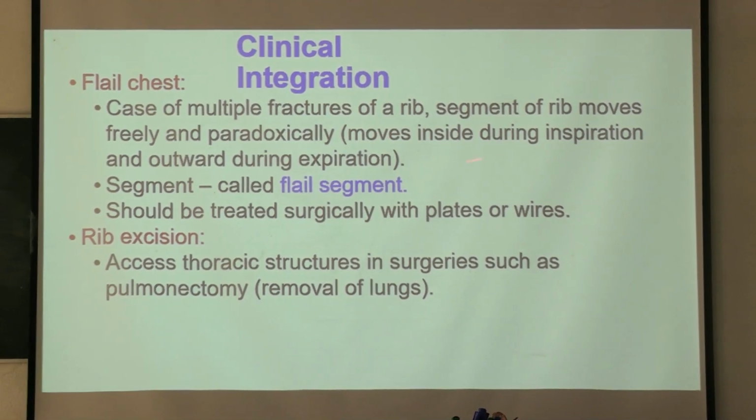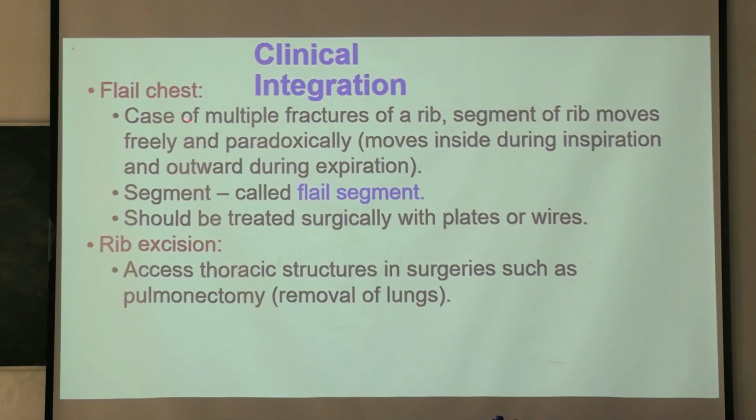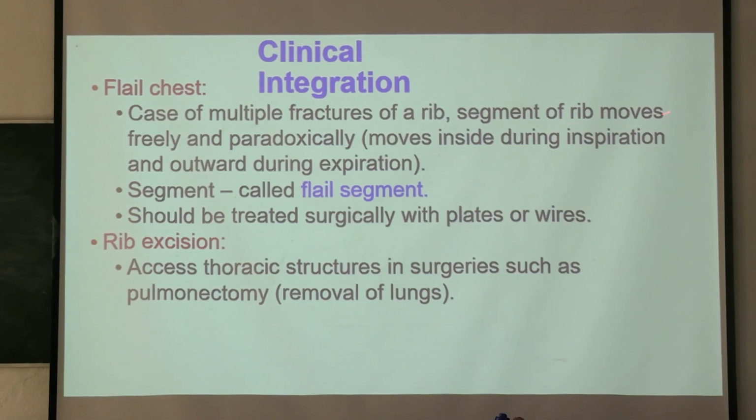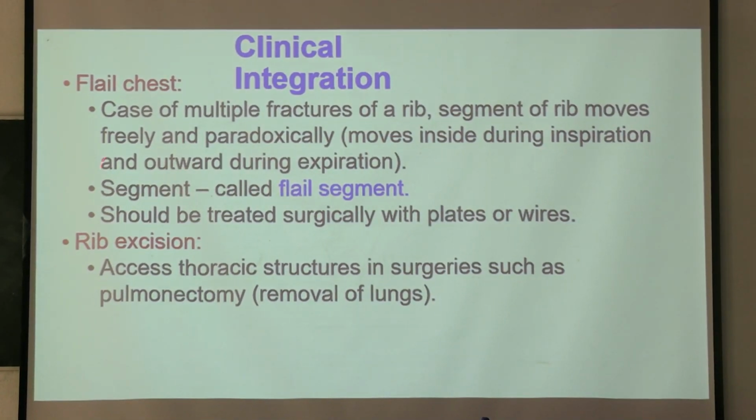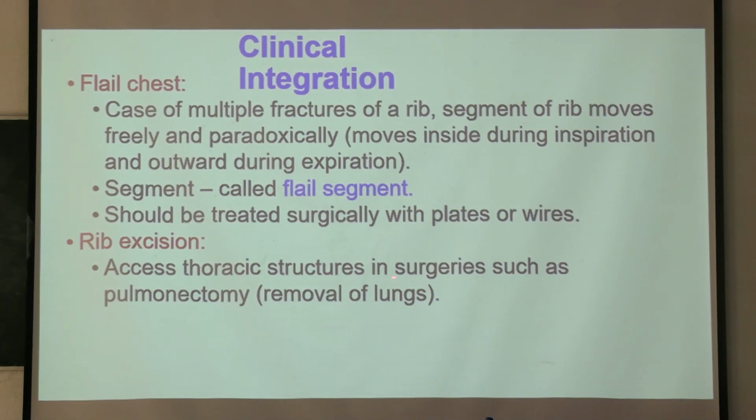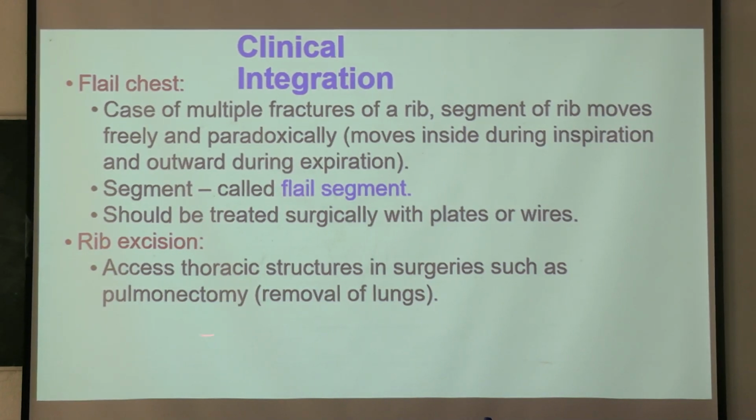Next is flail chest. In case of multiple fractures of a rib, segments of rib move freely and paradoxically, moving inside during inspiration and outward during expiration. This segment is called the flail segment and it should be treated surgically with plates or wires. Okay. Rib excision gives access to thoracic structures in surgeries such as pulmonectomy. In removal of the lungs, rib excision may be required. Okay.